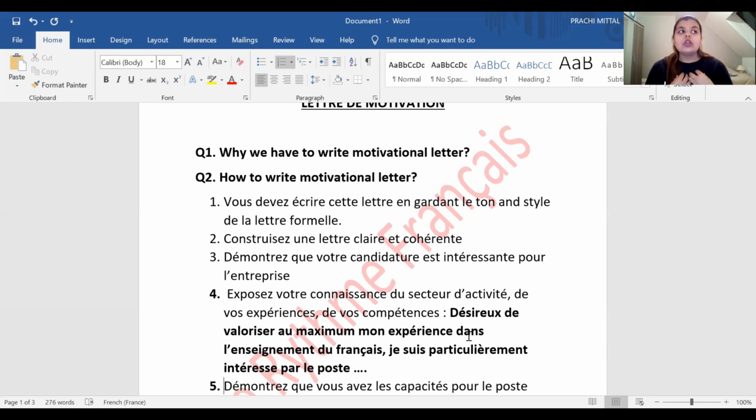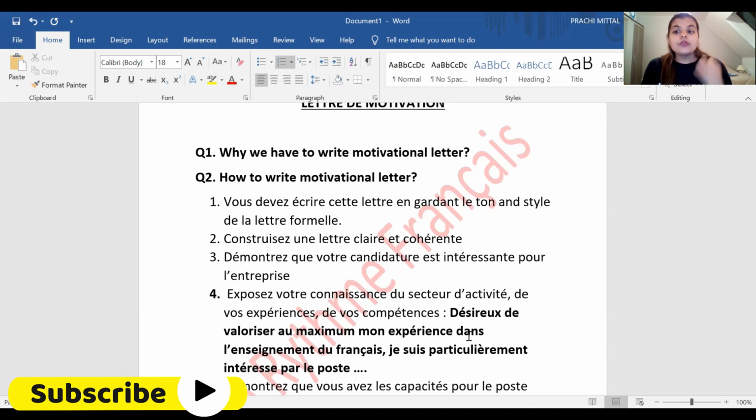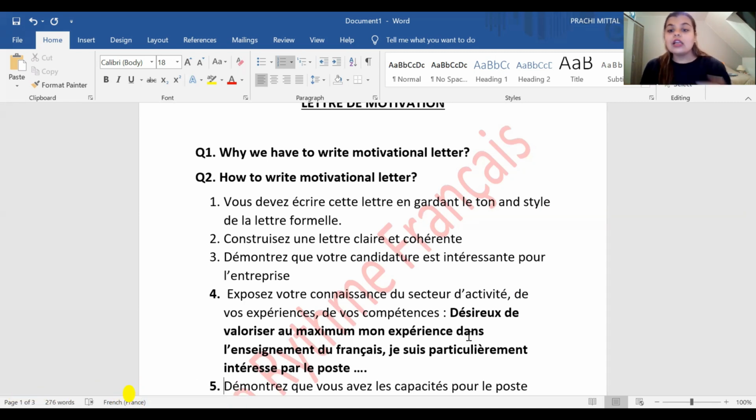I cannot tell you the absolute structure of a lettre de motivation because it depends from person to person. For example, if I am from a medical background, then my lettre de motivation will be different from one by someone from an arts background. Your experiences and qualities will be different from mine. So I cannot tell you the exact style. What I can tell you is the format. It should be in a formal format. That is the only thing, because each motivational letter differs from the other person. You cannot compare two motivational letters. Okay, so that is one point.